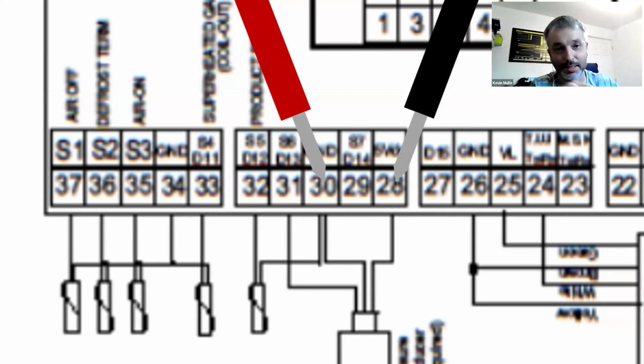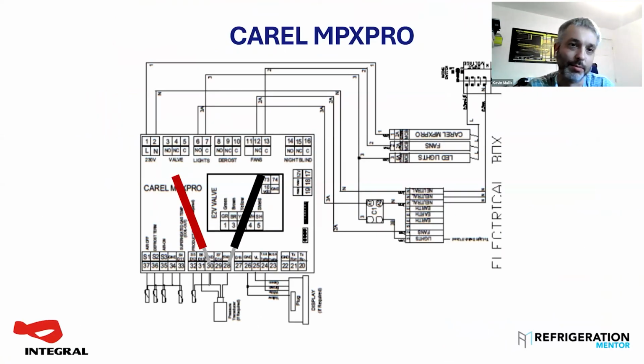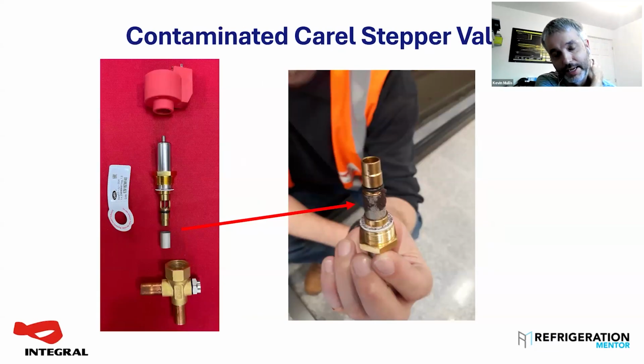So you can actually have an NTC probe on your air on and your air off, and use PT1000 on your superheating probe if you so wish to, which some manufacturers actually do. So just be aware of that.